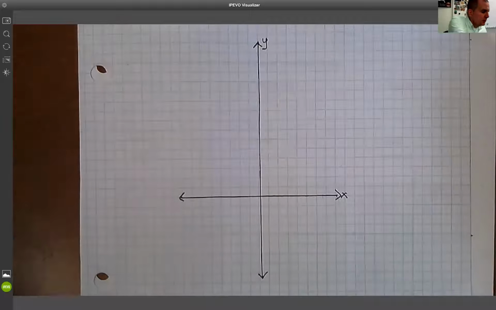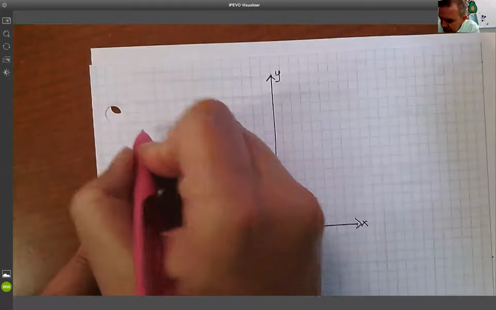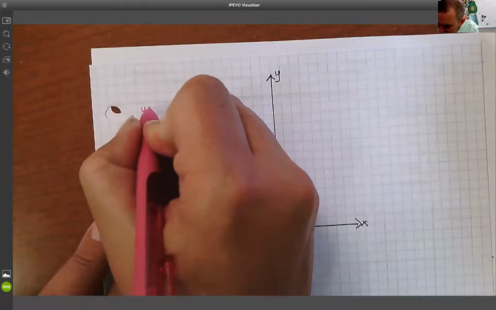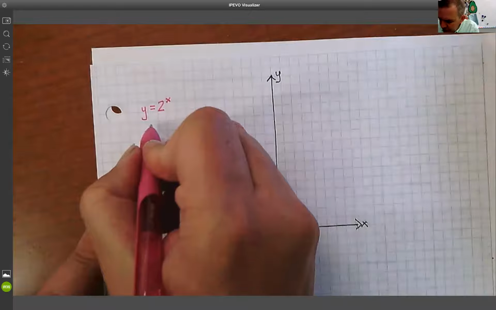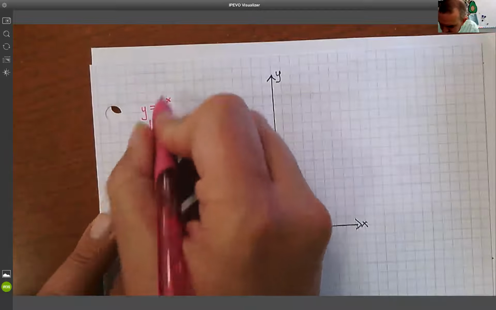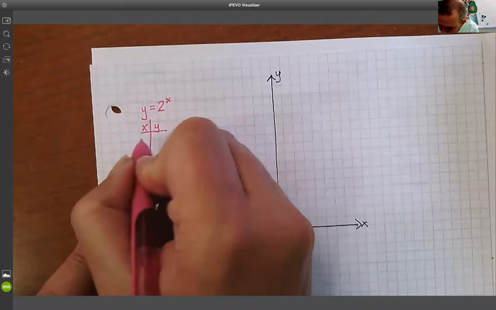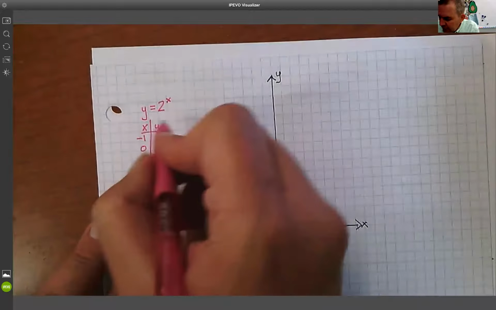Let's do two different colors so they stand out a little bit more. Let's go back to the exponentials we did before. Let's say we were doing y equals 2 to the x. So what I had told you in class was that we want to come up with a table of values. And for those values of x, what I recommend you looking at is -1, 0, and 1.